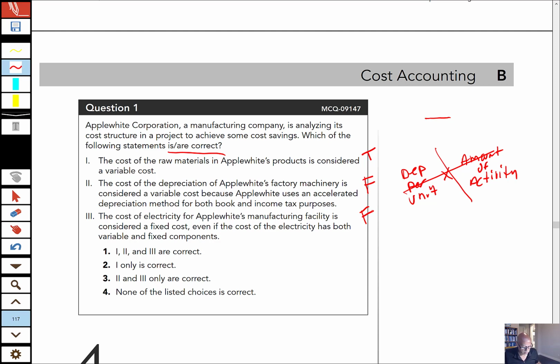Okay, so they said which is correct. 2 lies, 1 truth, so only number 1 is correct. And guys, the reason we use 1, 2, 3 here instead of A, B, C is to remind you that the exam does not give letters.